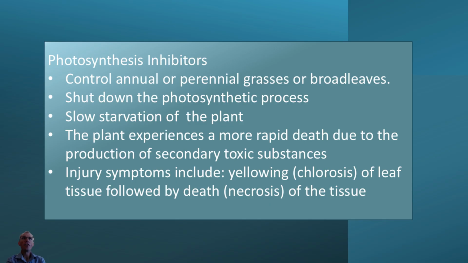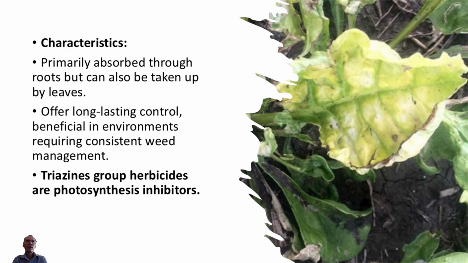A little more on photosynthesis inhibitors. Control annual or perennial grasses or broadleaves. They shut down the photosynthetic process. They slow starvation of the plant. The plant experiences a more rapid death due to the production of secondary toxic substances. Injury symptoms include yellowing, chlorosis of leaf tissue, followed by death, necrosis of the tissue.